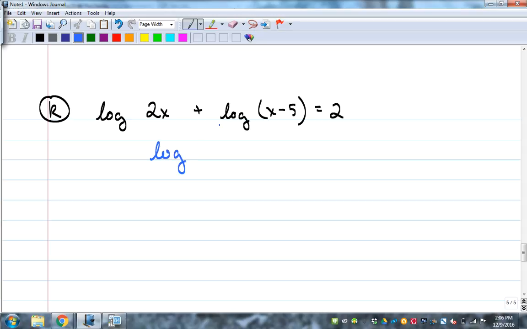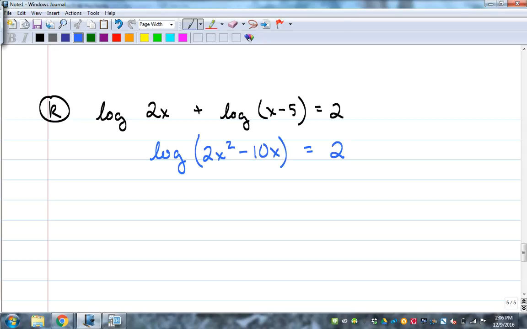Yeah, it's 2x times that stuff. So it would be 2x times x, which is 2x squared minus 10x. And that's equal to 2. Now, we have a problem similar to what we've been doing where we only have one log on one side and a number on the other. How do we get rid of that log?